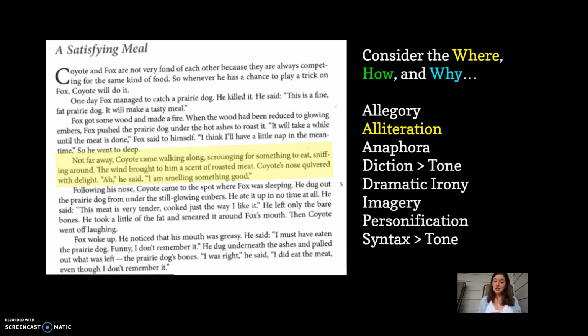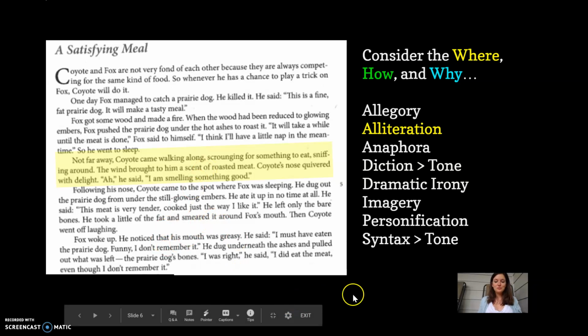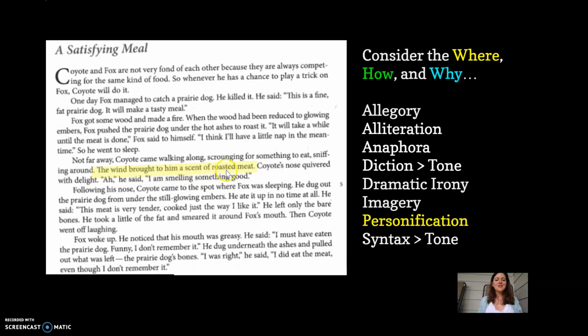But now we realize that it's actually a very complex piece with a lot of thought put behind it, which is pretty cool. All right, so let's talk about personification. It just happens in one place when it says the wind brought to him a scent of roasted meat. And so personification is when you give an inanimate object, an abstract concept, or an animal, you treat it like a human. And so here the wind is bringing the scent to the coyote.